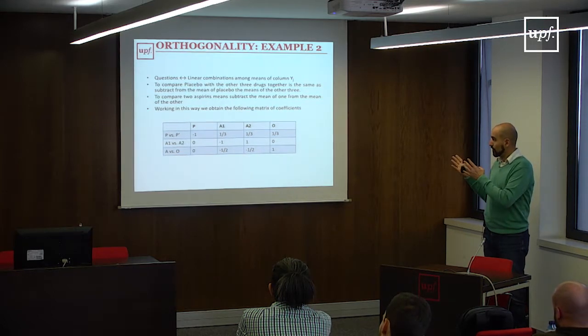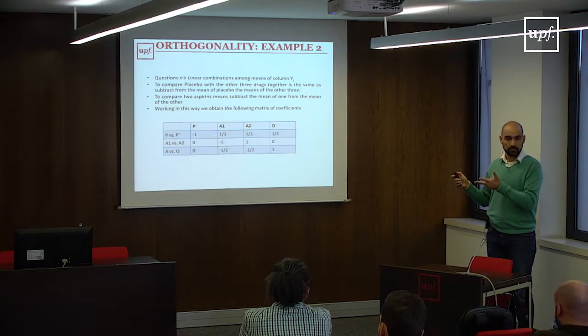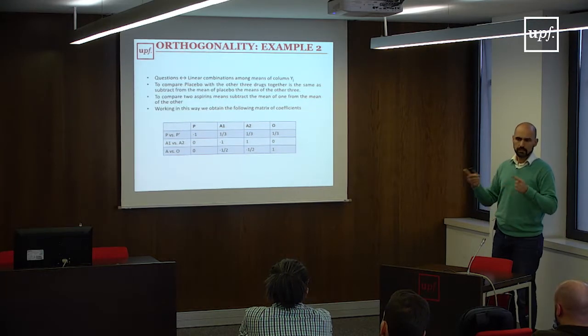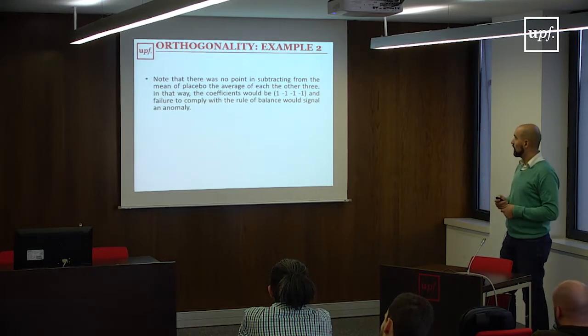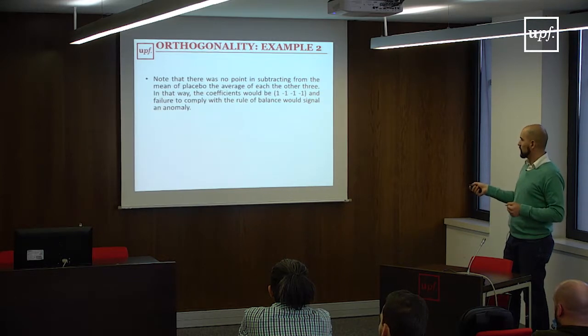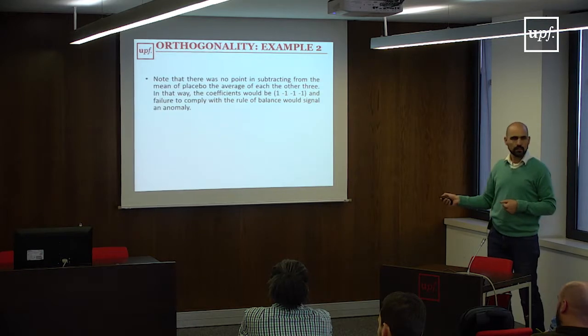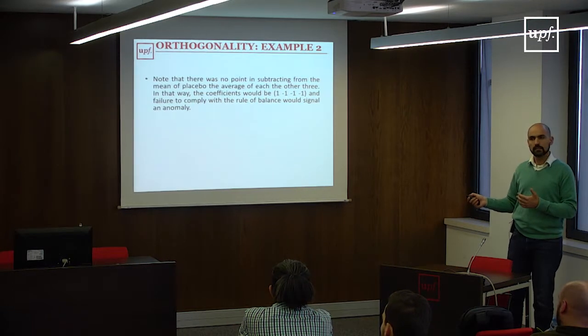Now I need this matrix to be orthogonal, orthonormal, and balanced. If I can do this, I can use this matrix inside my analysis. This is what we were saying before. There was no point in subtracting from the mean of the placebo the average of each of the other three. It would have been 1 minus 1 minus 1 minus 1. It would have been not balanced, so we cannot use it. The idea is that it must be balanced.